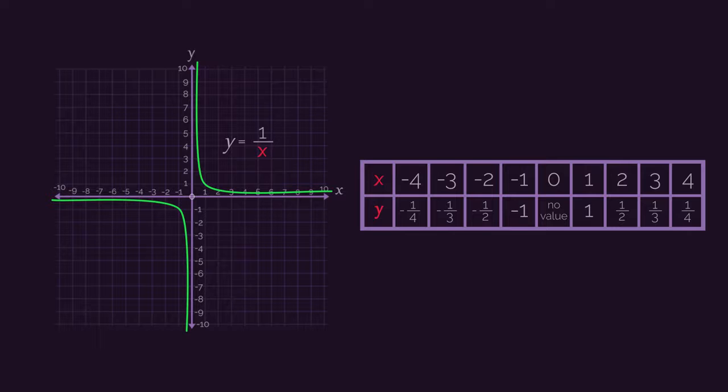If we rearrange the equation, it would be x equals 1 divided by y. And again, you cannot divide by 0. Just on a side note, notice how the graph has two lines of symmetry.